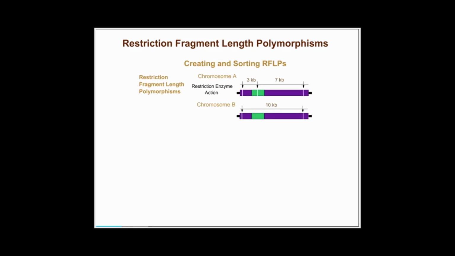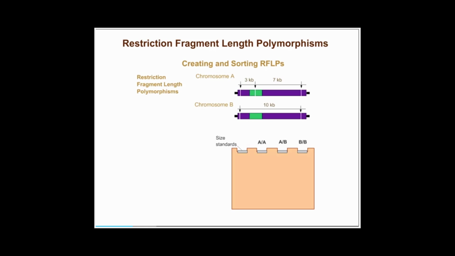On chromosome A, 3 restriction sites create 3 kb and 7 kb fragments. On chromosome B, only 2 restriction sites are present, producing a 10 kb fragment. The absence of the middle restriction site in B could be due to a single base mutation.